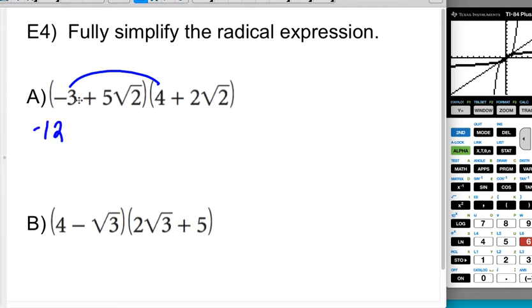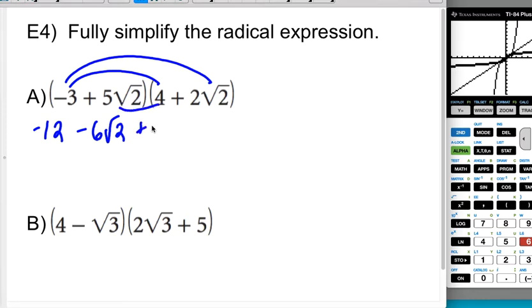Outer is going to be a negative 3 times the 2 root 2, right, so this is outer. And that's going to be a negative 6 root 2. You can't multiply stuff outside the root with stuff inside the root. So it's the negative 3 times the 2, but the stuff inside the root has a power on it. You can't multiply into powers like that.